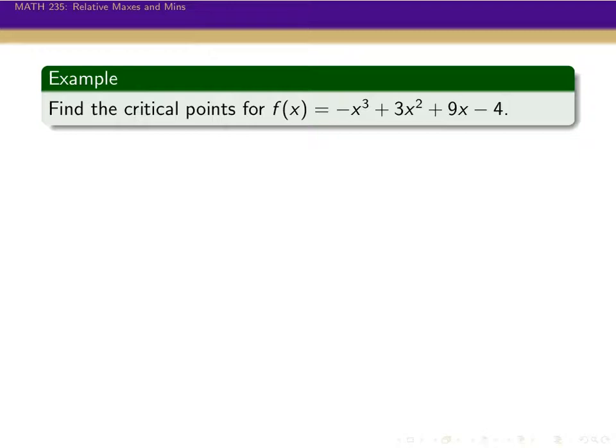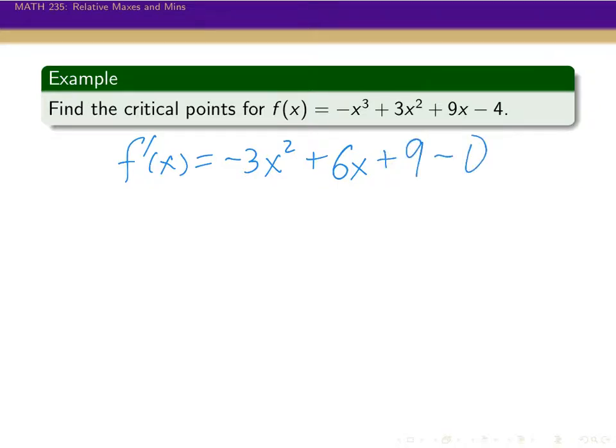So here is a cubic right here, and let's try and find the critical points for this. So first, let's calculate f prime of x. And since this is a polynomial, that's not going to be too bad. Minus x cubed goes to minus 3x squared, plus 3x squared goes to 6x, plus 9x gives me plus 9, and then the minus 4 goes to 0. So the value of the derivative is minus 3x squared plus 6x plus 9.